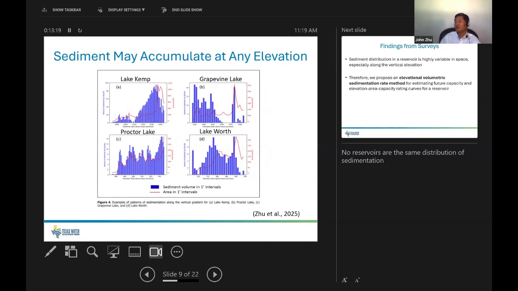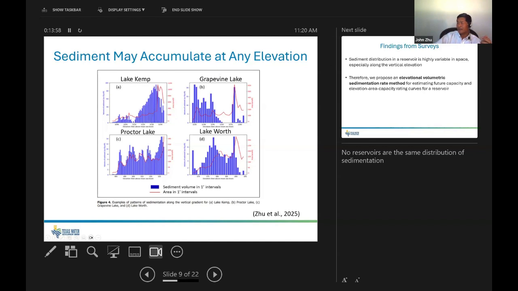So here is the plot for other reservoirs I picked here. One is Lake Camp. And you can see for each elevation, the blue bar is the sediment accumulation volume, and the red line is the area reduction. So higher sedimentation means higher area reduction. Another one, Lake Grip 1, has a lot of sediment in the bottom section.